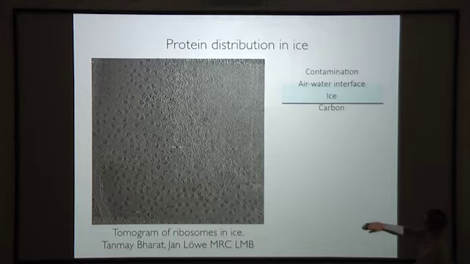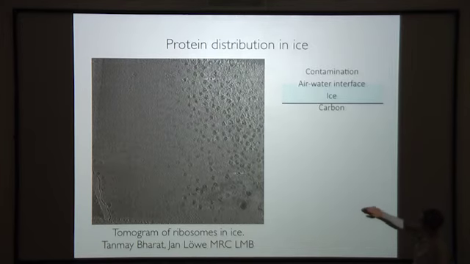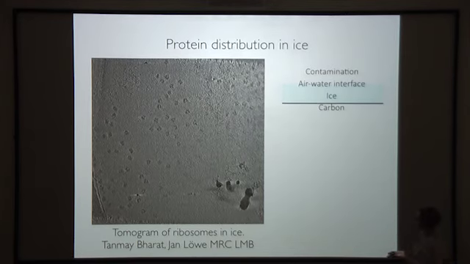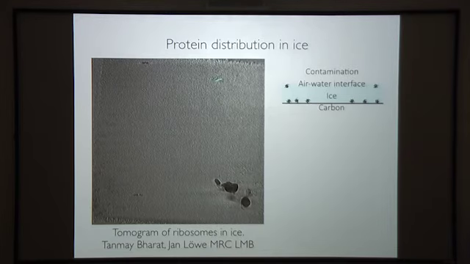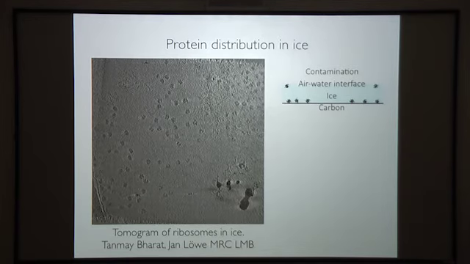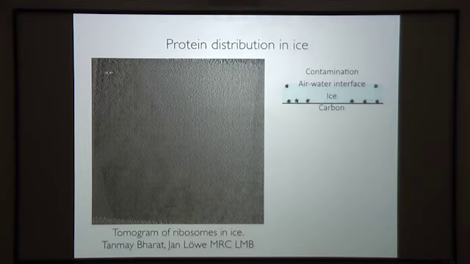So here's the amorphous carbon layer. This is the bulk ice. And then the top of the ice layer is here where you see this contamination. And what I hope you can see is that almost all of the ribosomes are sitting on the amorphous carbon layer. There's a few of them at the air-water interface, and there's almost no ribosomes in the bulk ice layer in the middle.